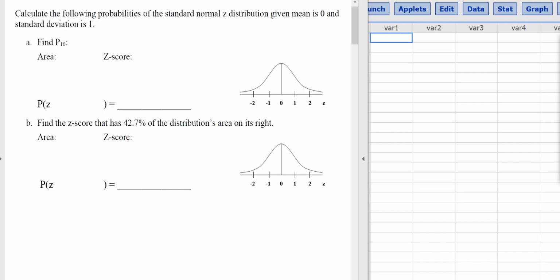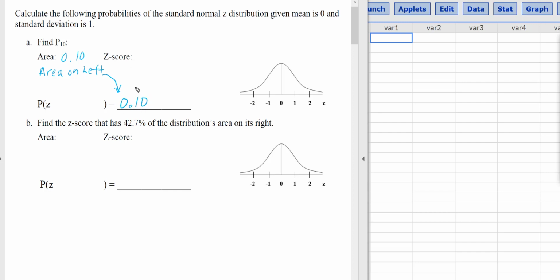Standard normal z-distribution probabilities. Calculate the following probabilities of the standard normal z-distribution given the mean is 0 and the standard deviation is 1. First, find the z-score for which the area is 0.10. This is considered the area on the left, and in our probability statement, it's going to be this part right here. So I'm going to write 0.10.